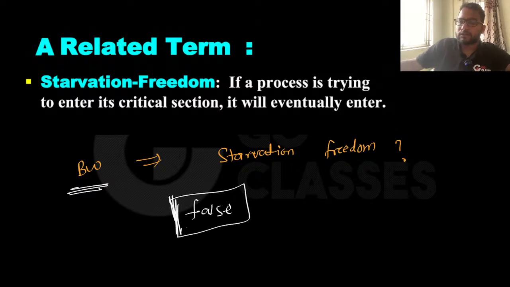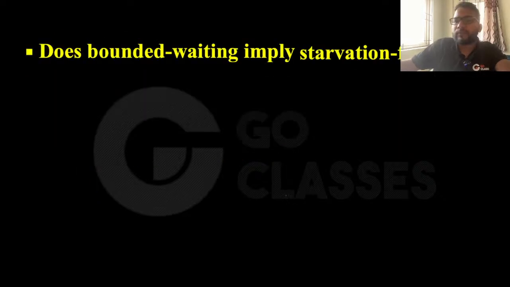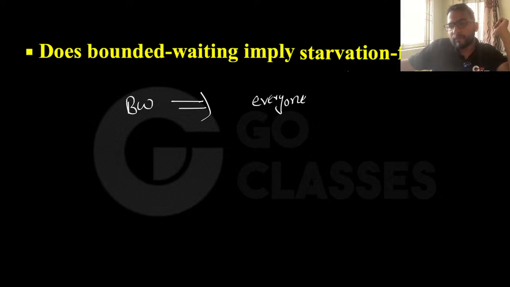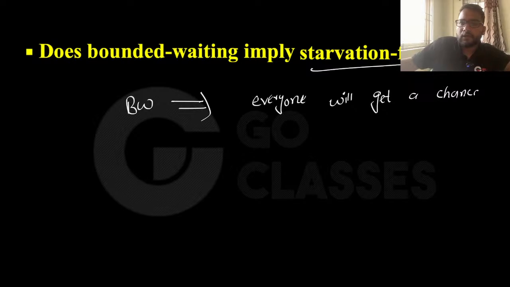I hope everyone understood this. Why? Because in case of bounded waiting, deadlock also could be there. That's the main point. So does bounded waiting imply starvation freedom? Bounded waiting means you have a bound on every process, that no process should bypass anyone. Does it say that everyone will get a chance? Starvation freedom means everyone will get a chance in a finite time.